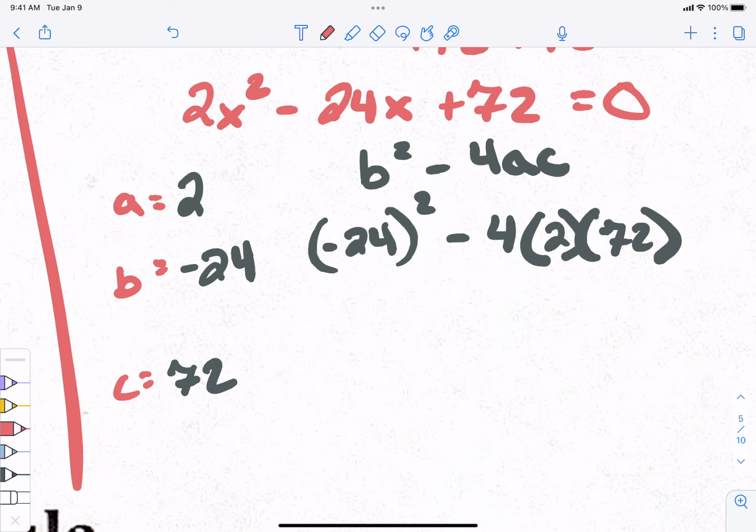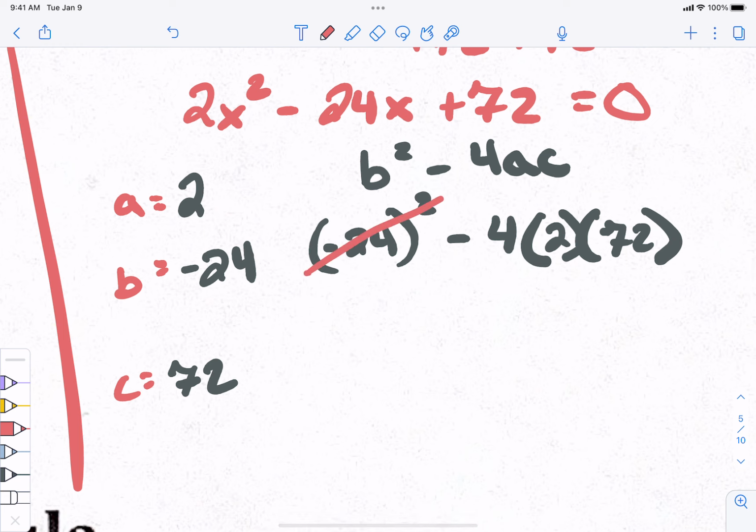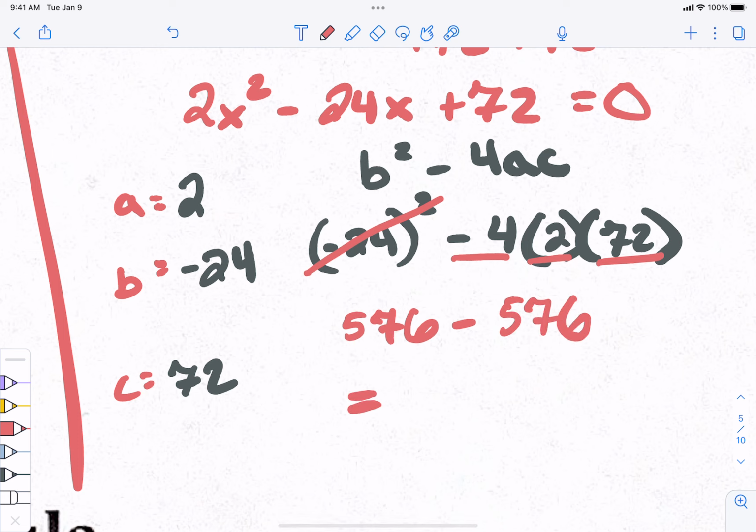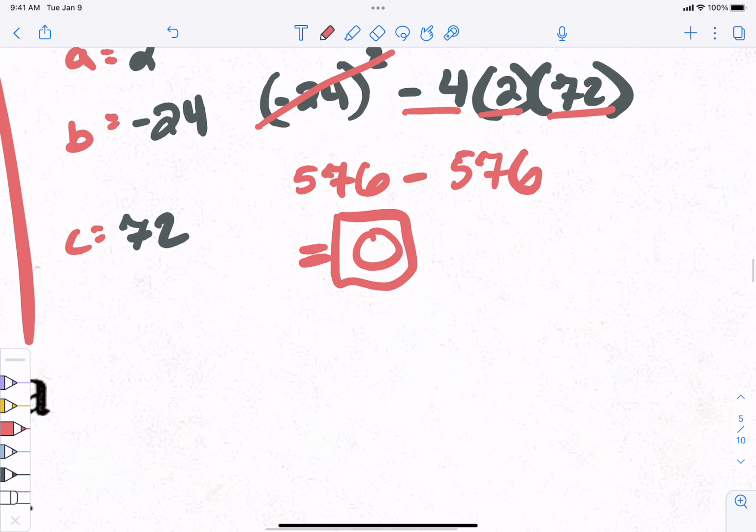I'm going kind of fast, so make sure you're staying caught up. If we take negative 24 and square it, this is 576. If you take negative 4 times 2 times 72, is it going to be positive or negative? Negative 8 times 72, minus 576. So your discriminant is 0. And if your discriminant is 0, it's not crossing at 0. It just means it has one solution.